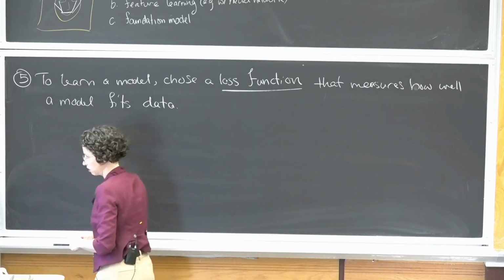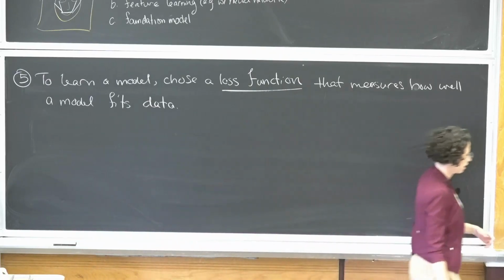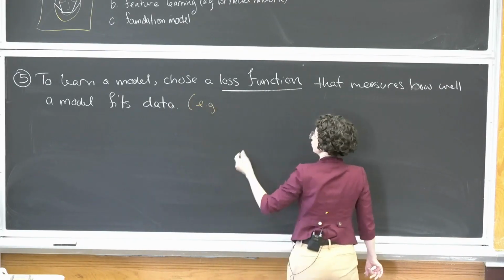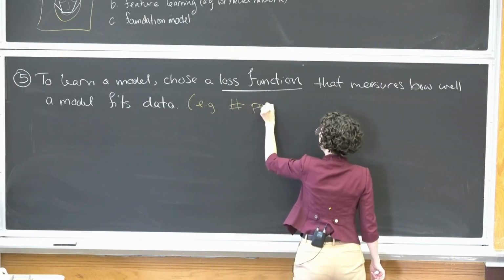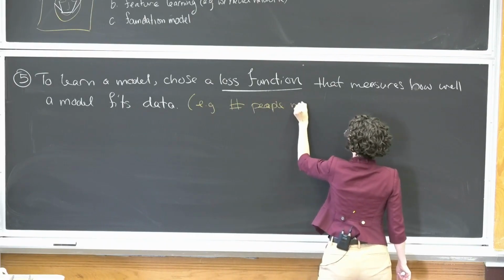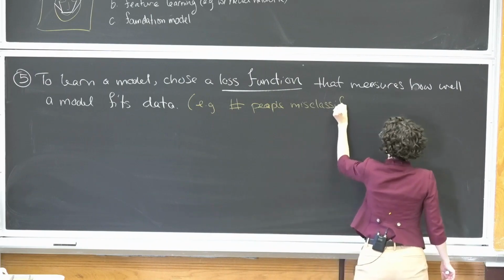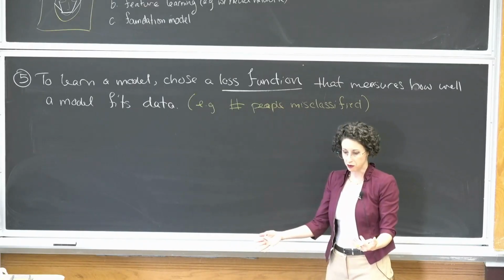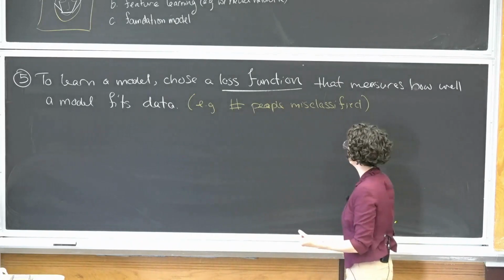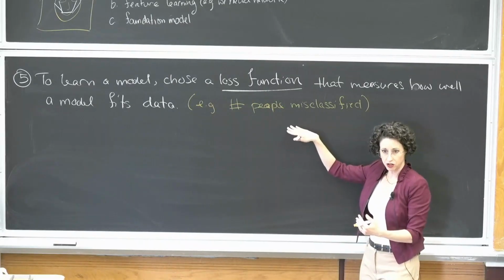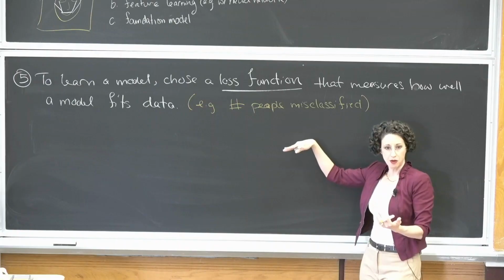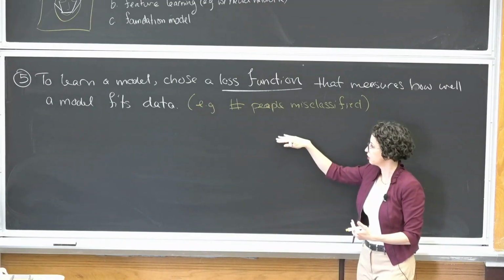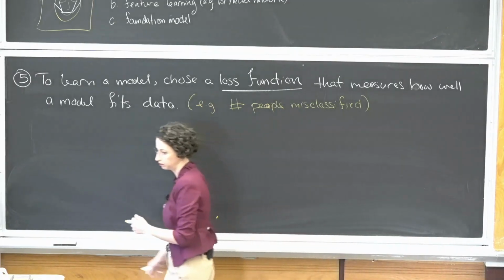So for instance, let's just do a concrete example quickly. In our case of people smiling or not smiling, the loss could be the number of people misclassified. So it could be the number of people we say are smiling when they're not, or the number of people who we say are not smiling when they are. It turns out that this particular loss function is very hard to work with, and so in the coming weeks, we're going to talk about why that is and alternative loss functions that we can use. But this is just a quick example.